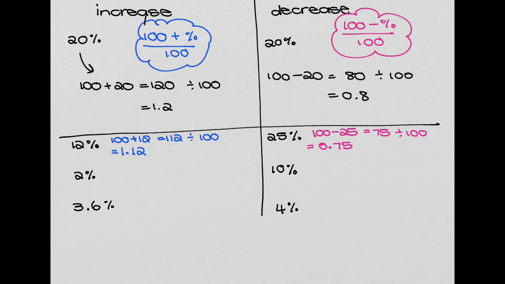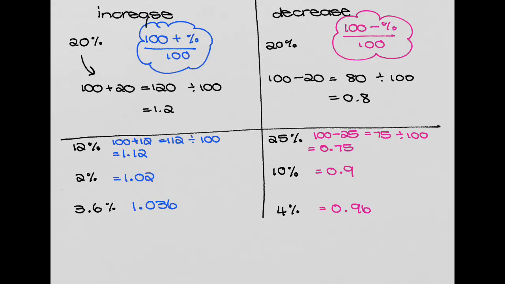Right, you try the last four. There are the answers for the last four multipliers. Hopefully you got those right. If you're feeling confident enough, we can now continue to the next part of the lesson.